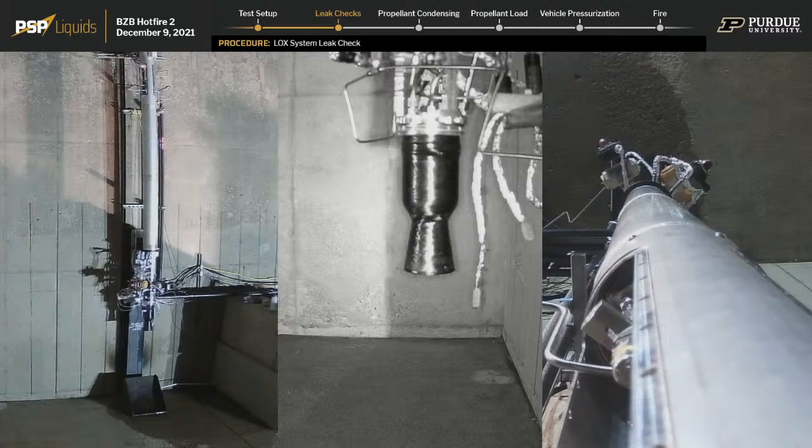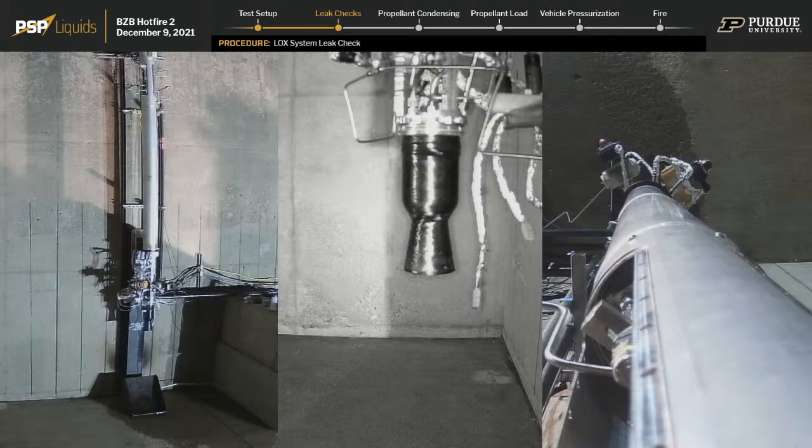Okay, we're going to go ahead and press the vehicle. So you can actually hear on stream right now, if you listen very carefully, the air rushing into the vehicle. This is why everyone's behind cover. It's a very high energy situation.